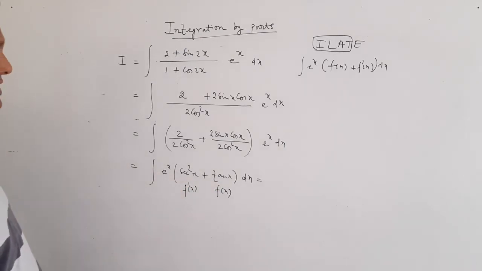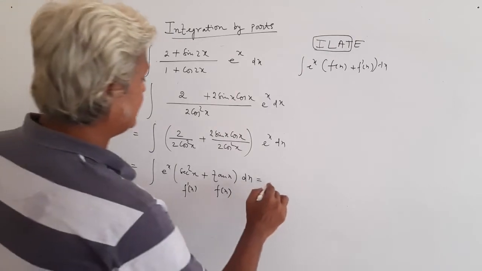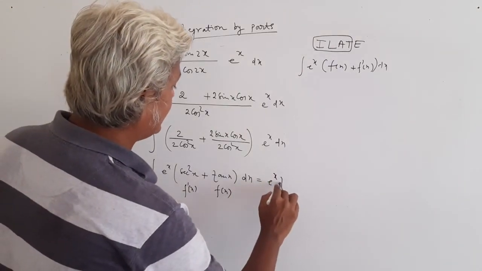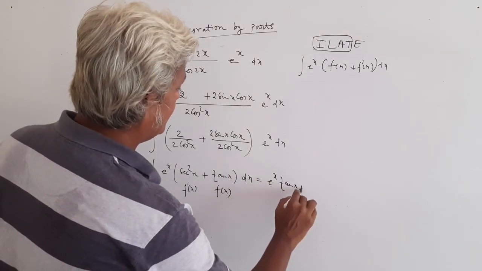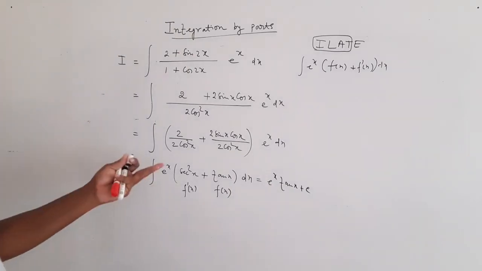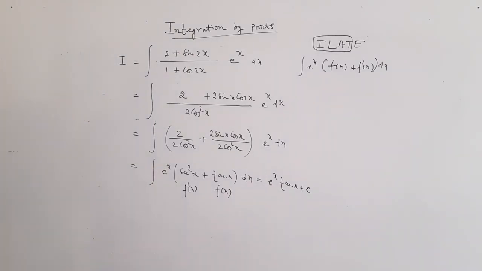So what is your answer? e to the power x f x, that is e to the power x tan x plus c. Done. This is how this question can be solved. Now let me take another example.